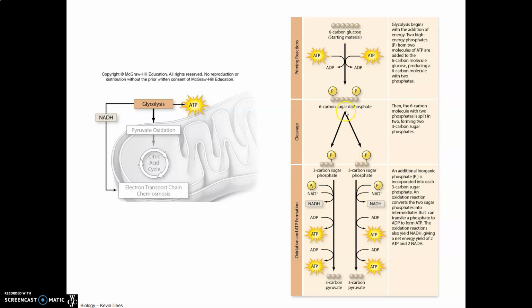And once this 6-carbon sugar with these phosphates has been split in half, we end up with these 3-carbon sugar phosphate units. Each one of these is going to be converted into a 3-carbon pyruvate. And as you can see, this takes these electrons and adds them to NADH. And in addition, this catabolism liberates some free energy that we will use to make 1, 2, 3, 4 ATPs.